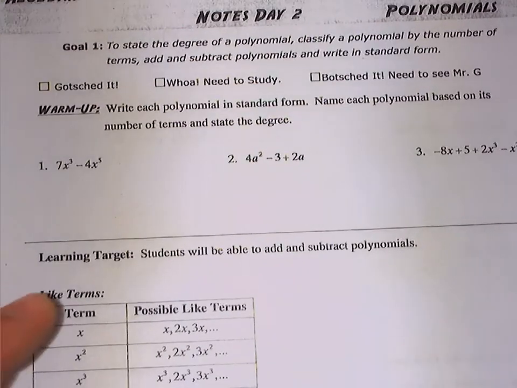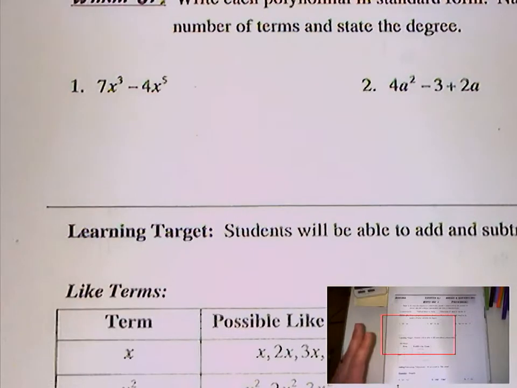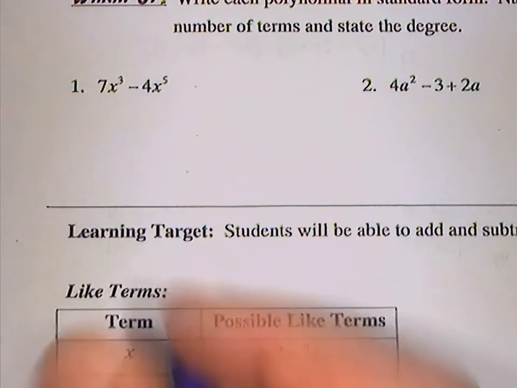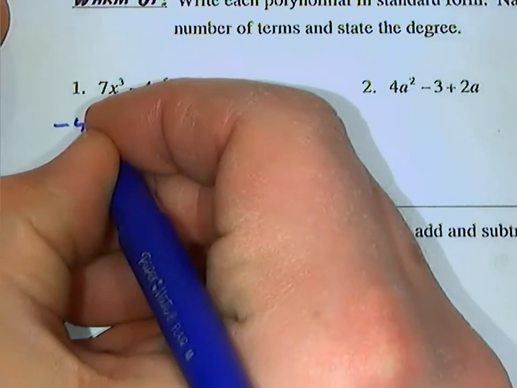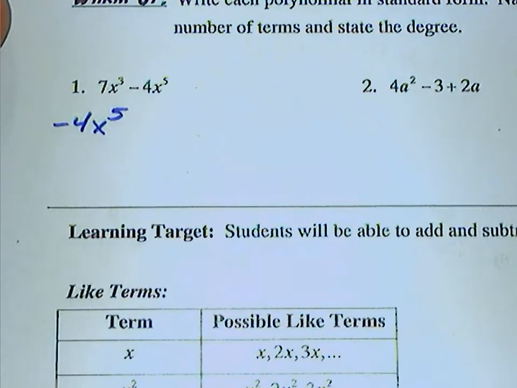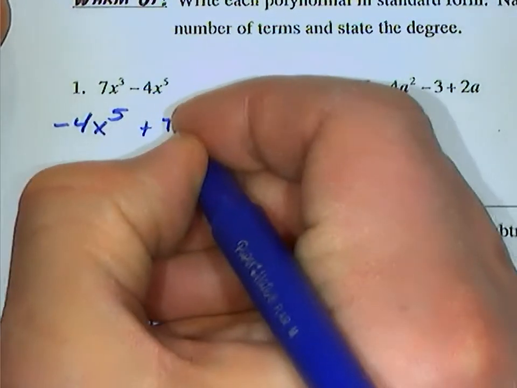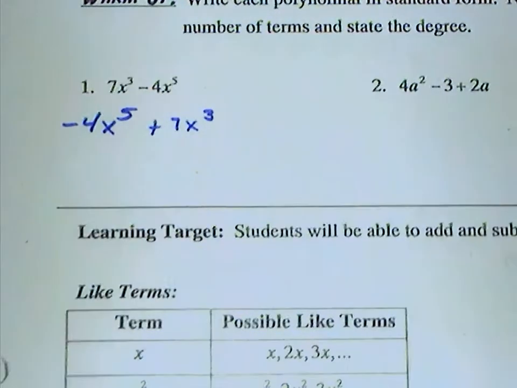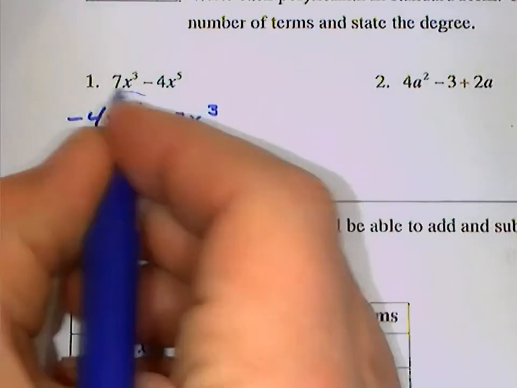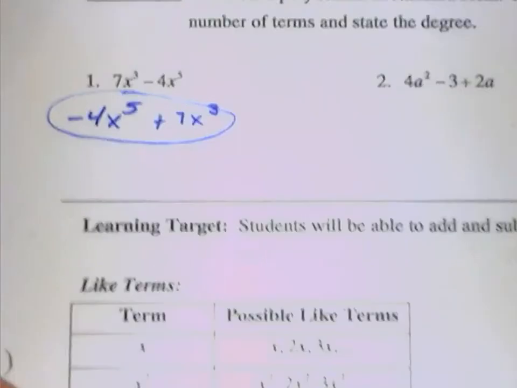So let's zoom in here. First thing is, let's rewrite it. Who thinks they know how 7x cubed minus 4x fifth should be rewritten? What do you got, Ivan? To the fifth? And then what else? Very good. So again, standard form, guys, is the power of x getting smaller and smaller and smaller. So we start with 5 and then go down to 3. Perfect. How many terms do you have and what do you call this thing?